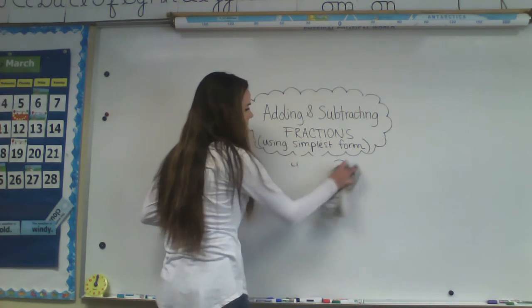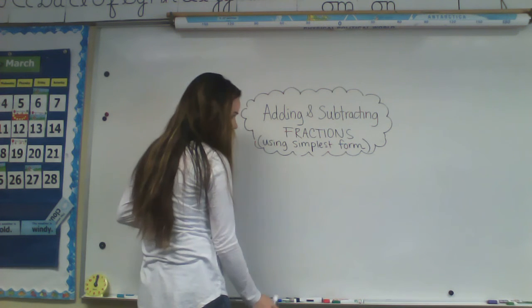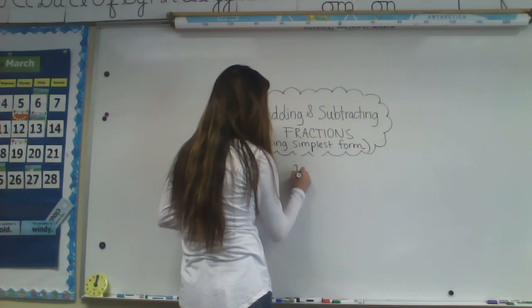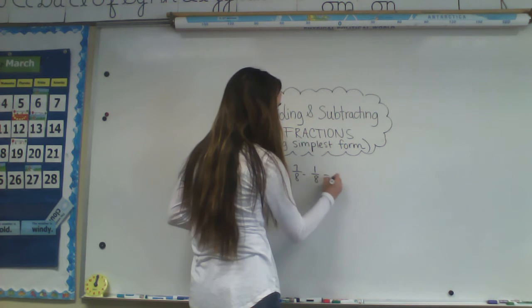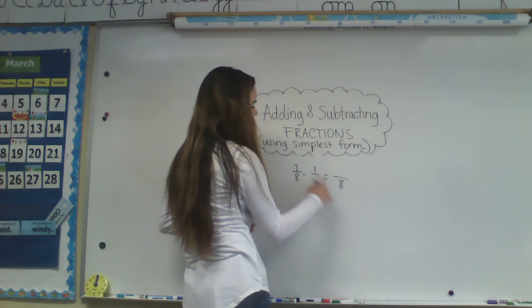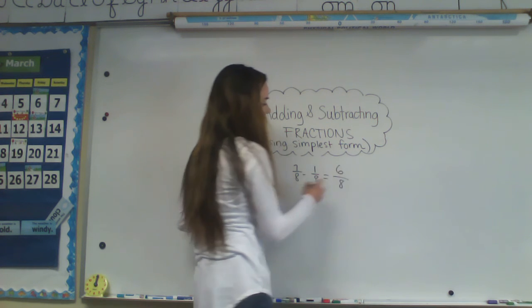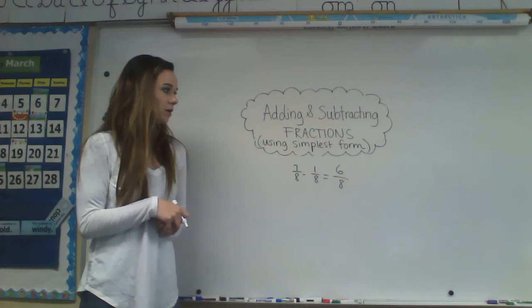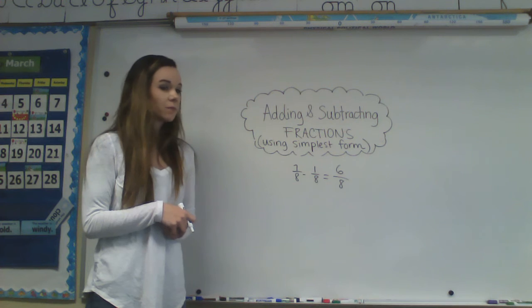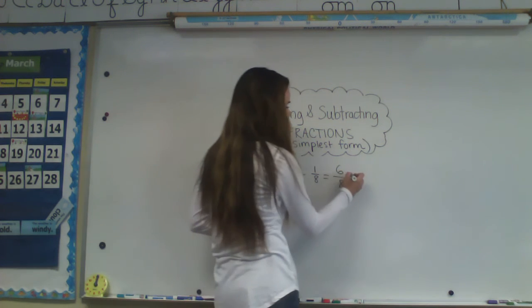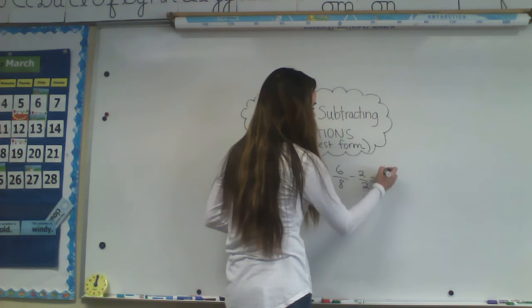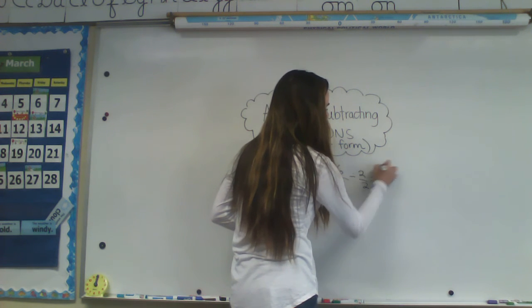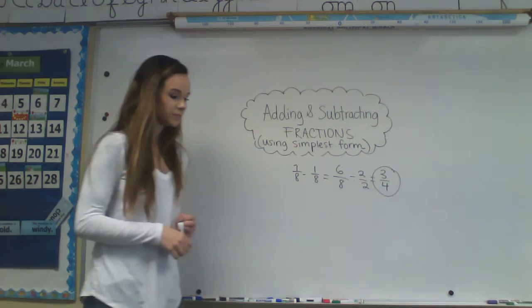However, if we're doing a problem like problem F, we have 7/8 minus 1/8. We keep our denominator, as always. 7 minus 1 is 6. And then we have to find our magic number, because in this problem, we can reduce. So 6 divided by 2 is 3. 8 divided by 2 is 4. Reducing to 3/4.